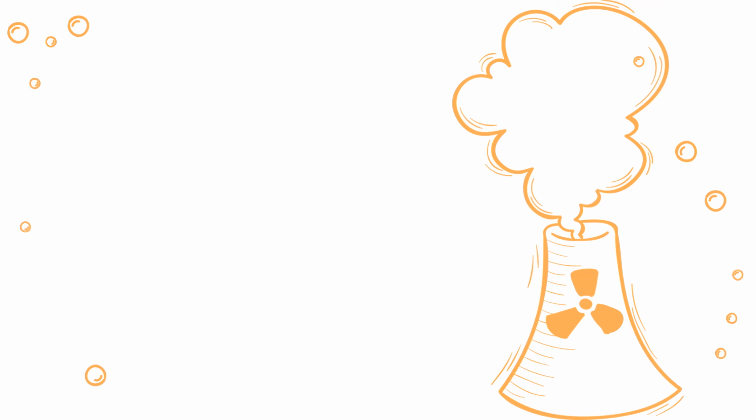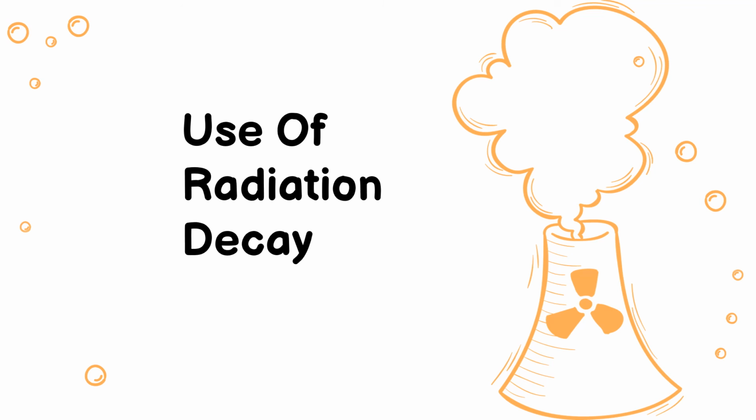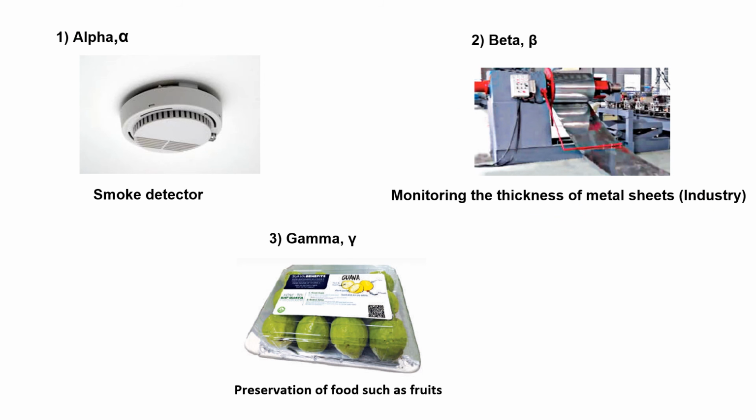Next, let's go to the uses of radioactive decay. So, here is one example for each. Alpha is used in smoke detectors. Because alpha is ionizing, a current flows in the smoke detector. When smoke enters the detector, alpha particles cannot pass through and there is no current, so the alarm sounds.